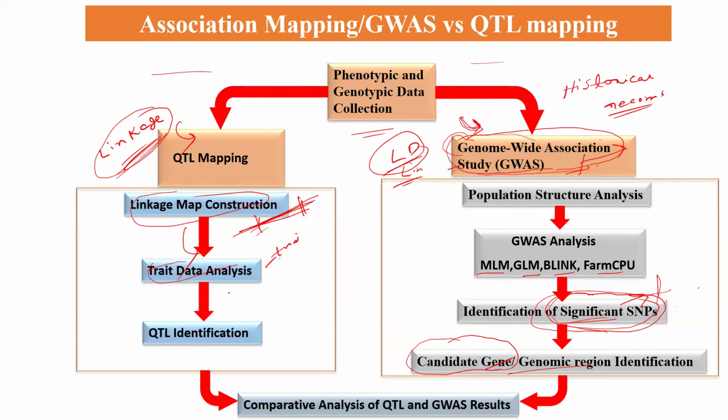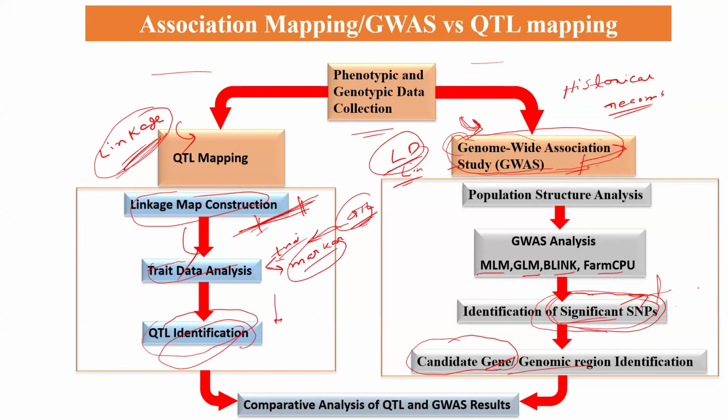After that we analyze the trait data. In this case, the trait and the marker are associated with each other, and then this marker is used to identify a QTL, the QTL that affects this particular trait. And after the QTL identification, the validation of the QTL is most important.